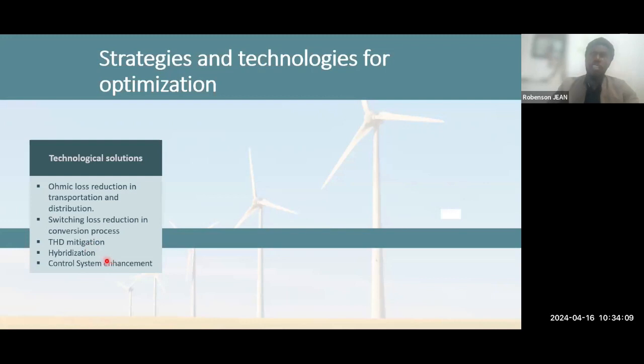And also, we have the possibility of hybridization, like mixing together various types of sources. For instance, we can increase the contribution of the renewable sources when we mix, for instance, geothermal with solar, geothermal with wind. So it is sometimes better when we have a mix of renewable energy sources than when we consider only one. And this will be possible through control system enhancement.